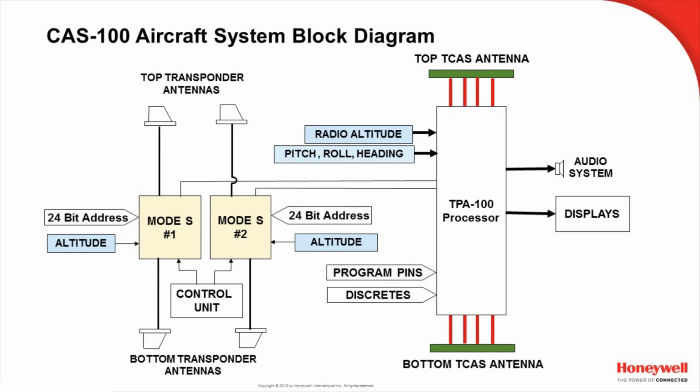The program pins provide a variety of installation-specific information, such as volume setting, maximum number of aircraft that are displayed, and so forth. And the discretes are going to be looking at flap and gear position because we will be looking at that to limit resolution advisory enunciations at certain phases of flight.